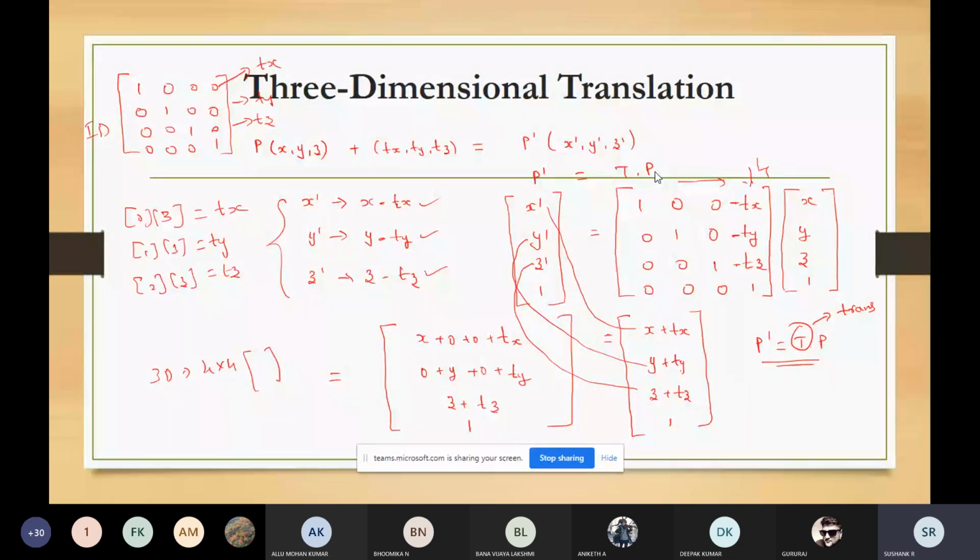So you just look into this for a minute. If you have any doubt, let me know. If not, we'll continue with the next topic. You just try to perform the matrix multiplication. If you have no doubt, we'll proceed with the translation. If the translation is done, we'll proceed with the next transformation, which is rotation. You just go through this slide for a minute.